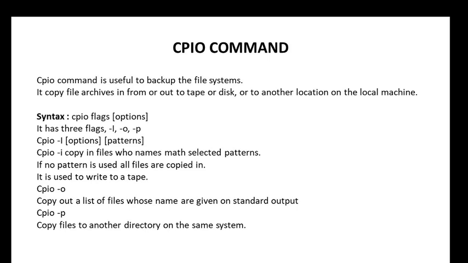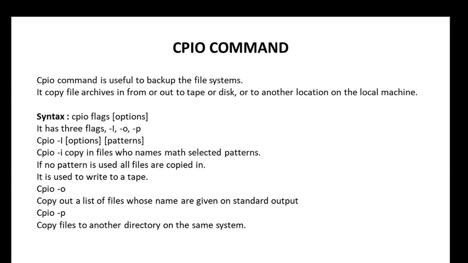cpio command. The cpio command is useful to back up the file system. It copies file archives in from or out to tape or disk, or to another location on the local machine. The syntax for the cpio command is cpio flag options. It has three flags: -i, -o, -p. The cpio -i option copies in files whose names match selected patterns. If no pattern is used, all files are copied in.